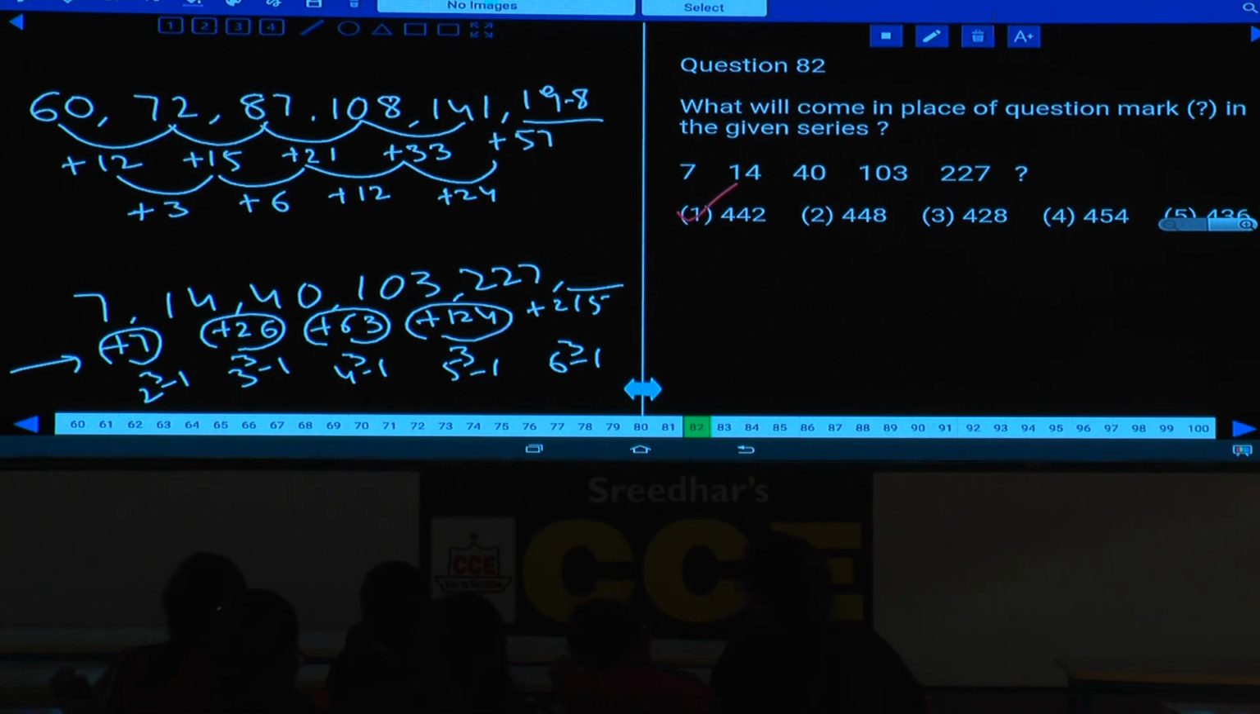Done with this? Now the difference between the numbers is of the form n cube minus 1: 2 cube minus 1, 3 cube minus 1, 4 cube minus 1, 5 cube minus 1, 6 cube minus 1 and so on. And this is about question numbers 78 to 82 in paper number 85.